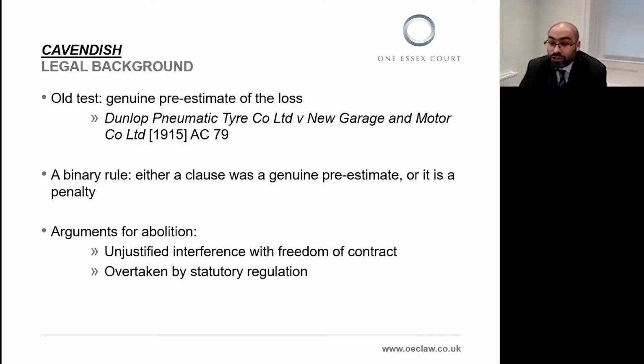that the rule against penalties was an unjustified interference with freedom of contract, particularly where the parties have equal bargaining power. And second, it was also argued that the growth in statutory regulation of contracts meant that the rule against penalties was no longer necessary in modern law. Counsel pointed to the unfair terms in consumer contracts regulations as an example of legislation which they said had effectively overtaken the rule against penalties.